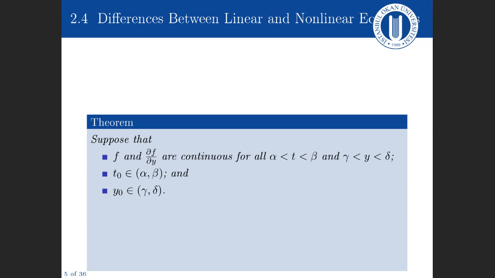For non-linear equations, we also have a theorem, but the theorem is not as nice. Again, we start with our conditions. Now let's suppose that f is continuous on a rectangle. By rectangle, I mean t is between alpha and beta, and y is between gamma and delta. And let's suppose that the y partial derivative of f is also continuous on this rectangle. Let's suppose the initial time t0 and the initial value y0 are in this rectangle.